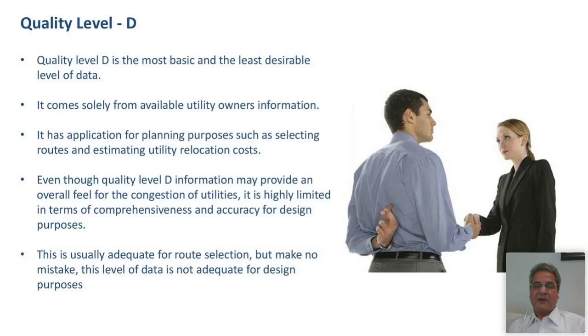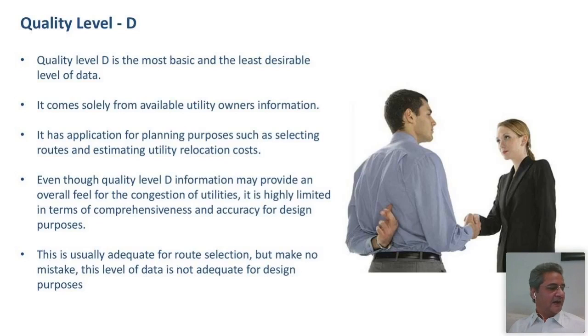Once you go to things like GPR, which I'll be discussing in this webinar later, you will understand that GPR, for example, doesn't give you the material of the pipe, it doesn't give you the diameter of the pipe, etc. Now there, if you have quality level D information from the department, you know that in the year 1996, a pipe of diameter 36 inch was installed in this location, somewhere on this road. It doesn't matter where, you will find that out from your other techniques, but the 36 inch, this critical information, is coming from quality level D. So it has application for planning purposes such as selecting routes and estimating relocation cost.